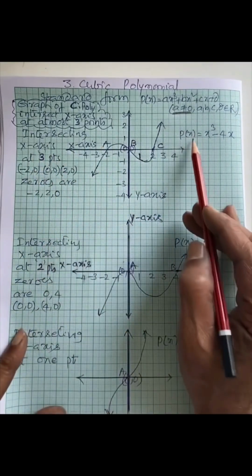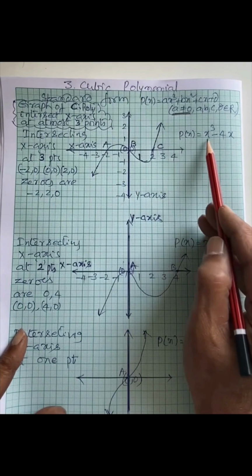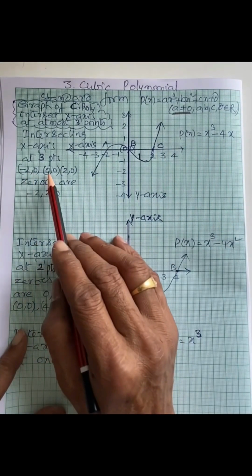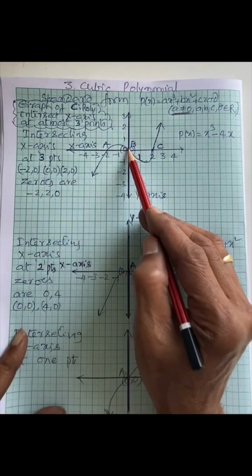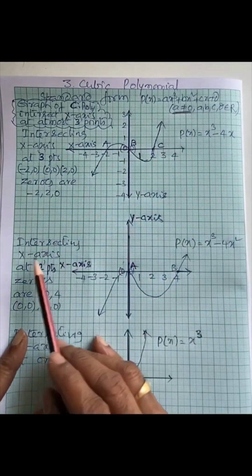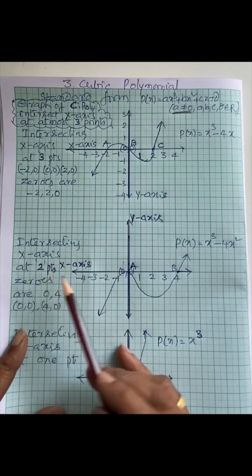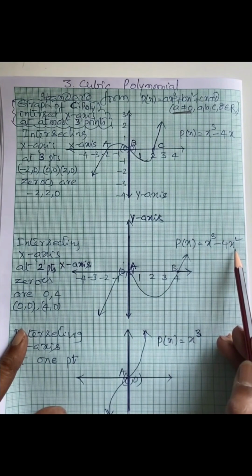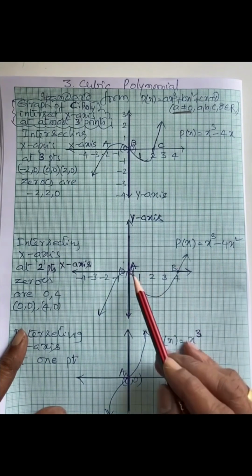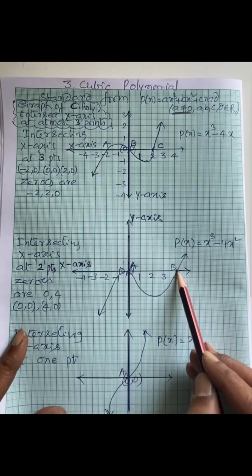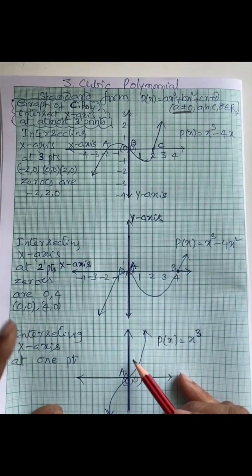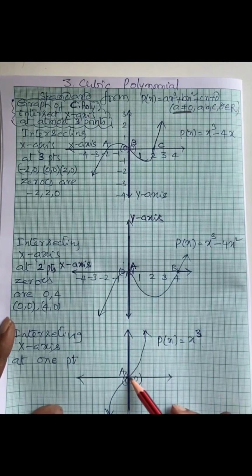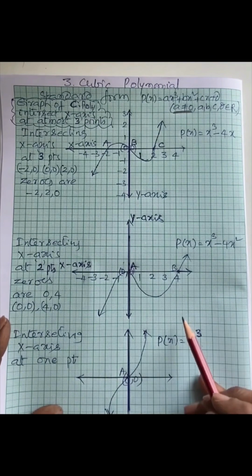I will take this example. p of x is equal to x cube minus 4x. It is touching the x-axis at 3 points: minus 2, 0; 0, 0; 2, 0. The graph will be like this. Now p of x equal to x cube minus 4x square touches the x-axis at 2 points. Now this is the graph of p of x equal to x cube, touching the x-axis at only 1 point, like this.